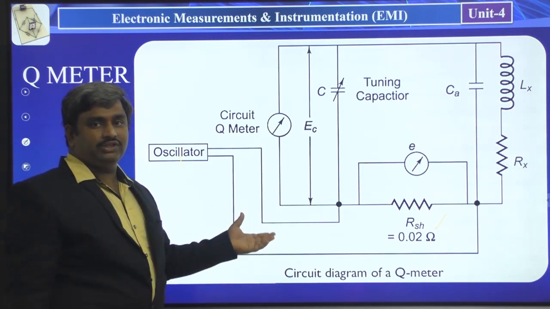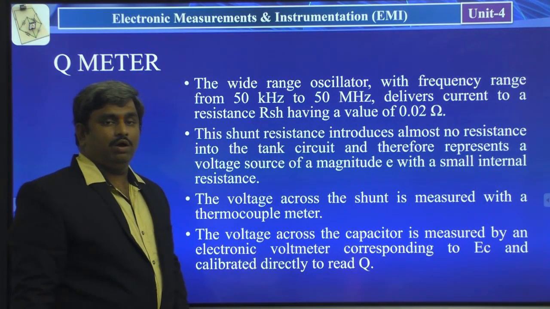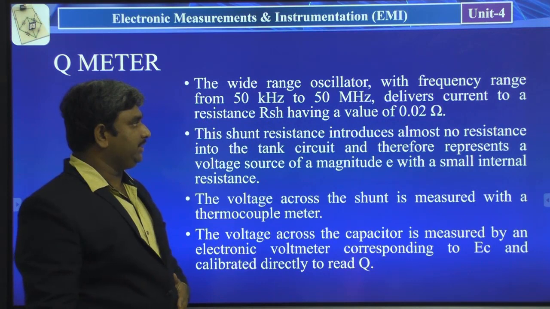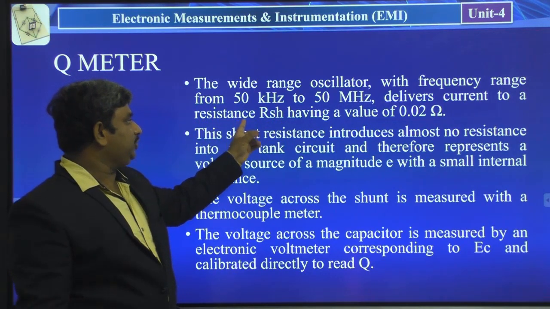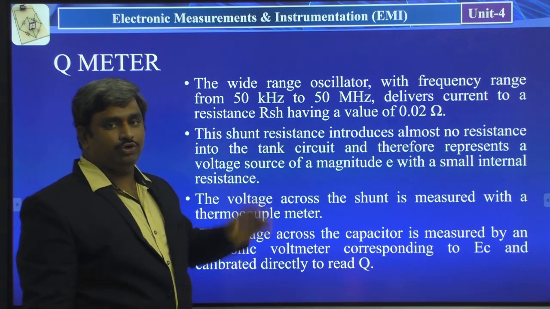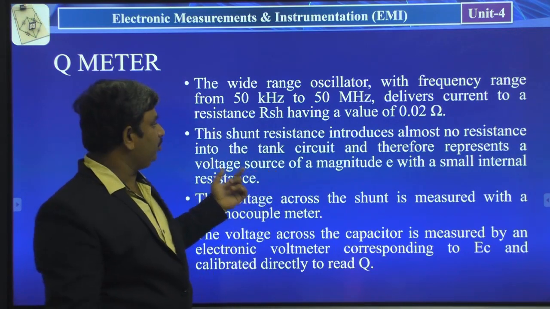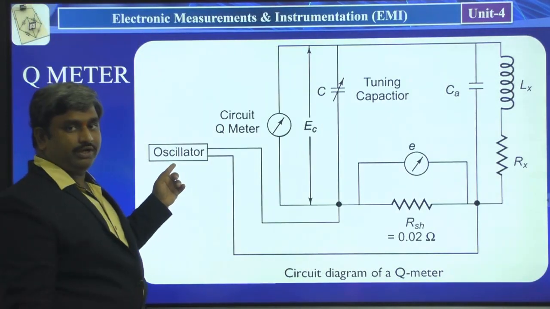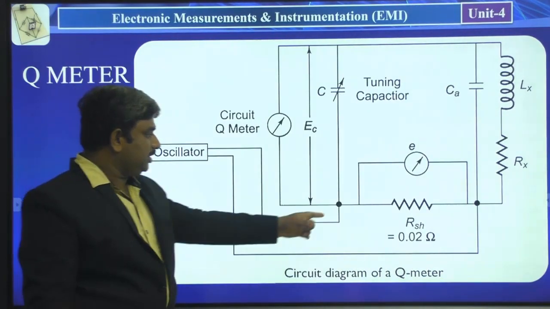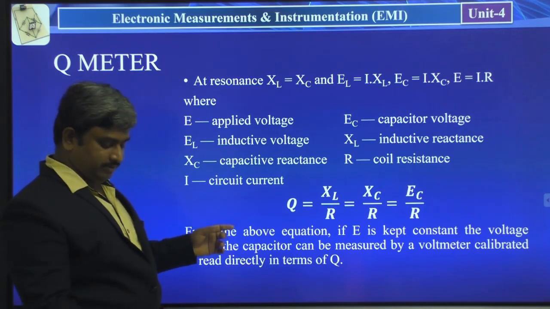Now coming to the theoretical explanation for this circuit diagram. The wide-range oscillator with a frequency range from 50 kHz to 50 MHz delivers current to a shunt resistance RSH, which has a value of 0.02 ohms. Here, this is the oscillator we are using in the previous circuit. This oscillator range is nearly 50 kHz to 50 MHz, and the shunt resistance value is nearly 0.02 ohms.